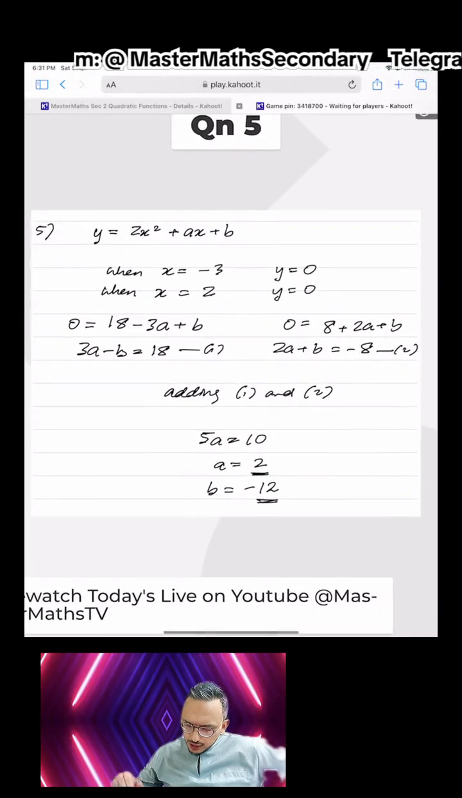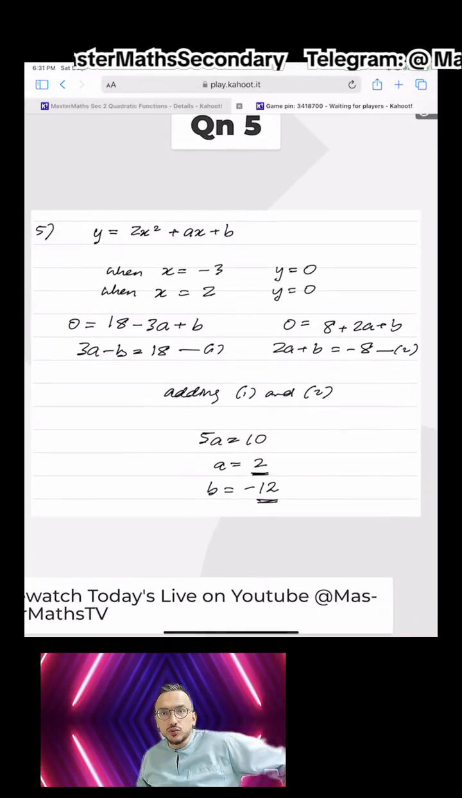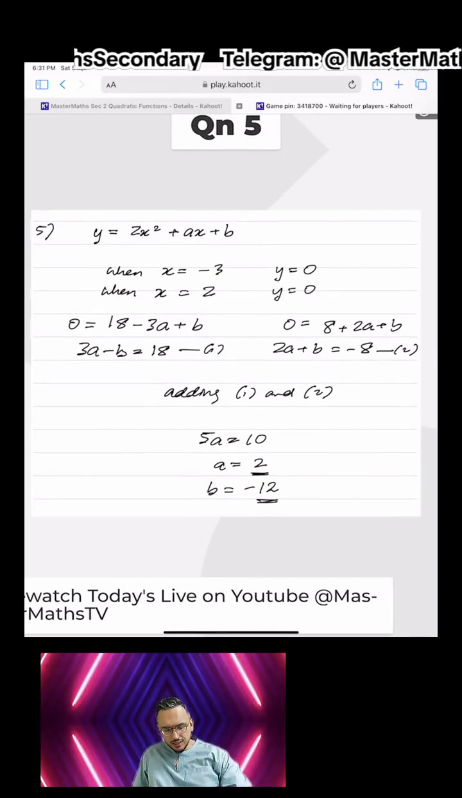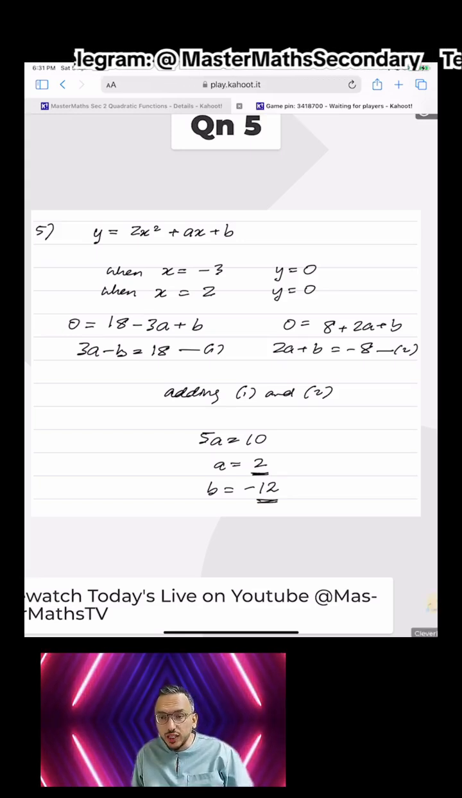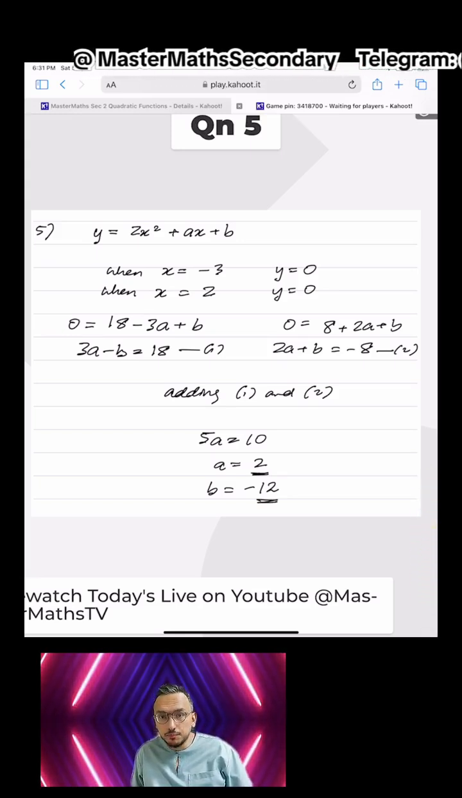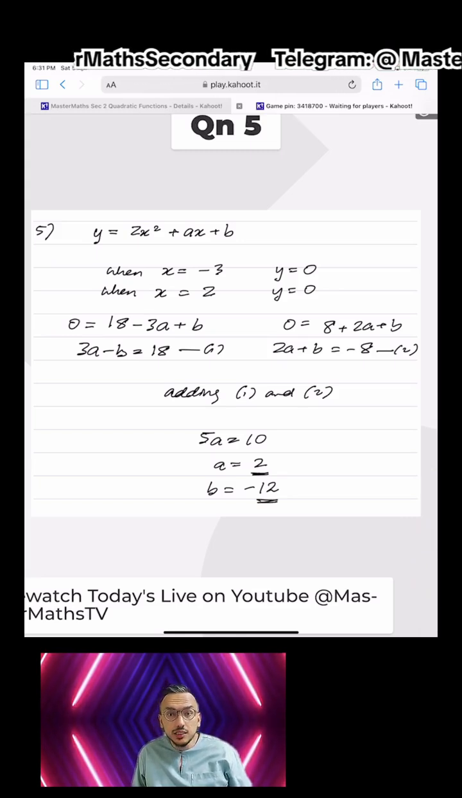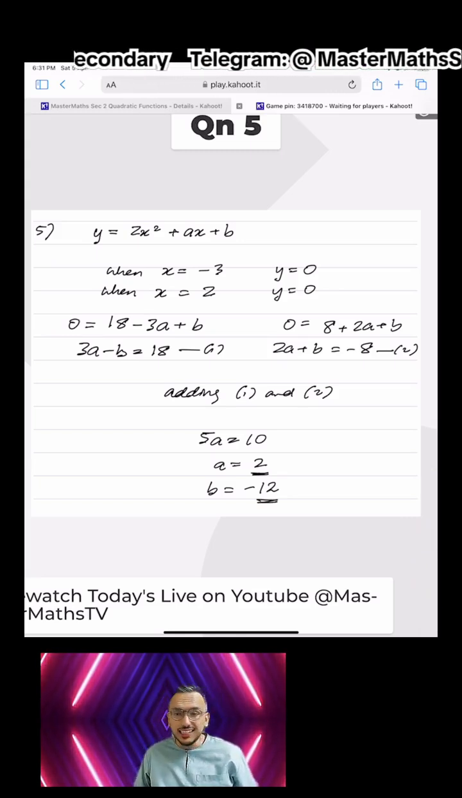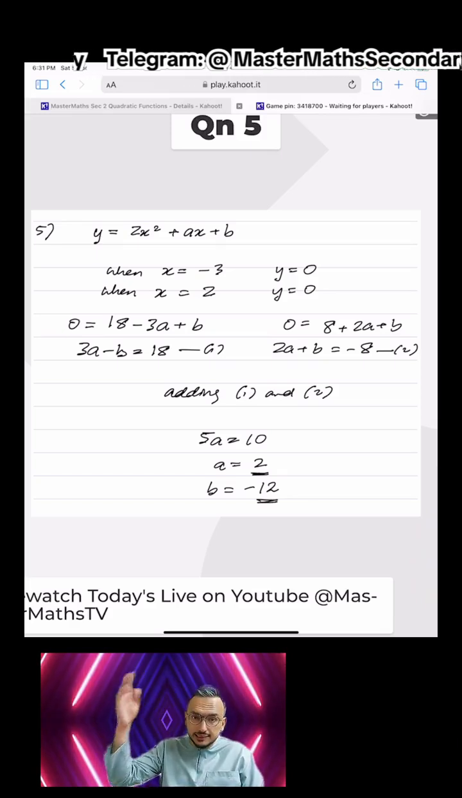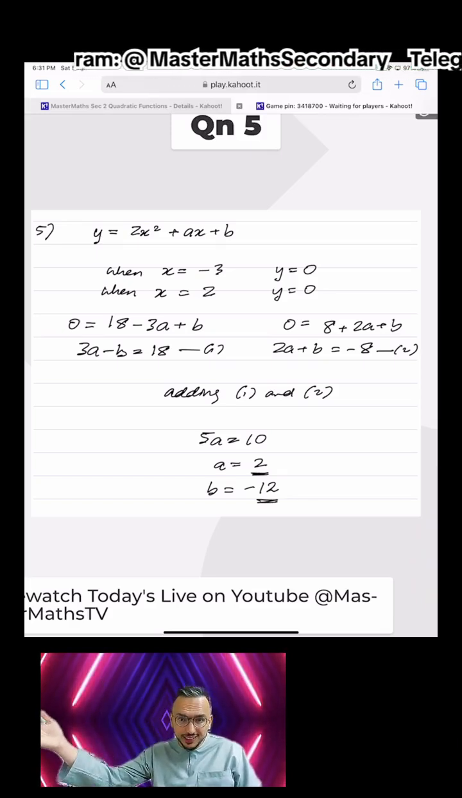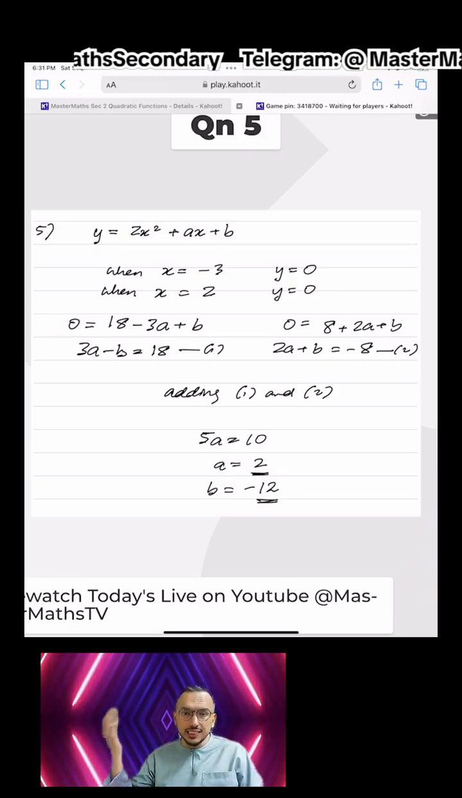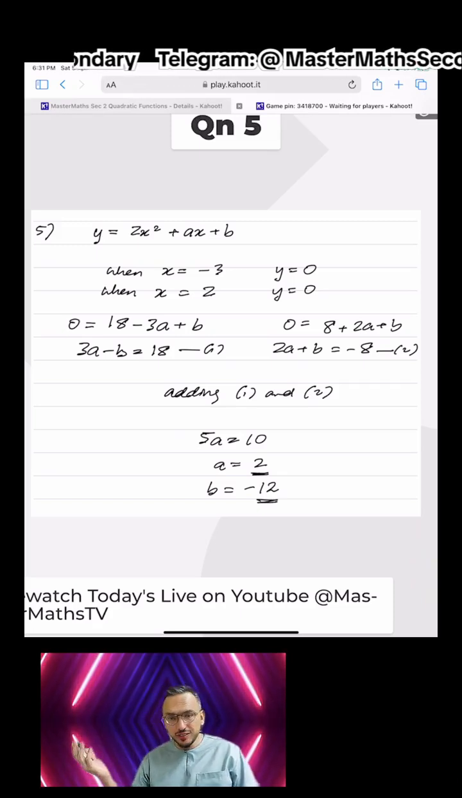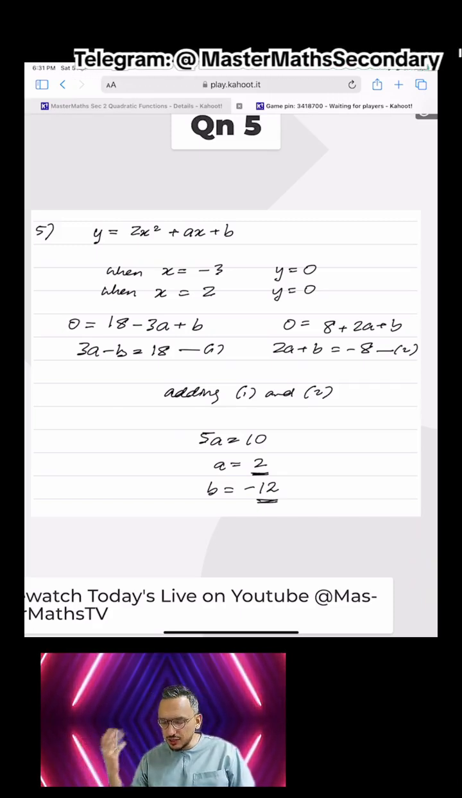Okay guys, so this is the solution here. The solution is y equals 2x squared plus ax plus b. And then, because they say it cuts the x-axis at 2 points, what are the 2 points? Negative 3 and 0, and 2 and 0.